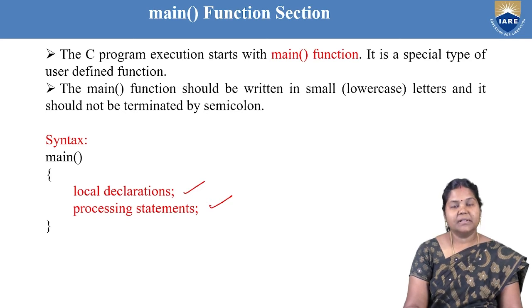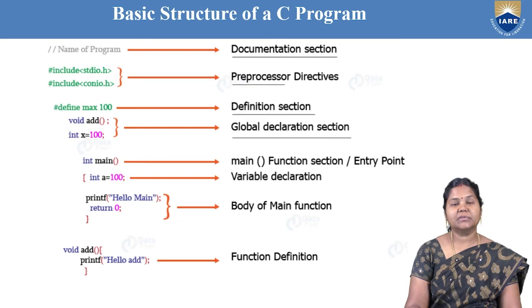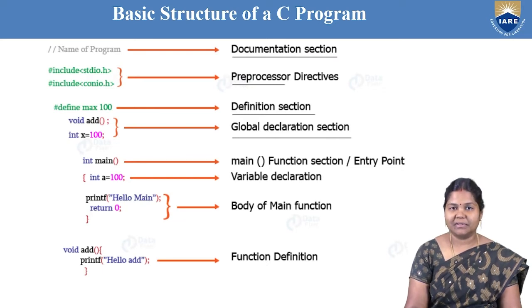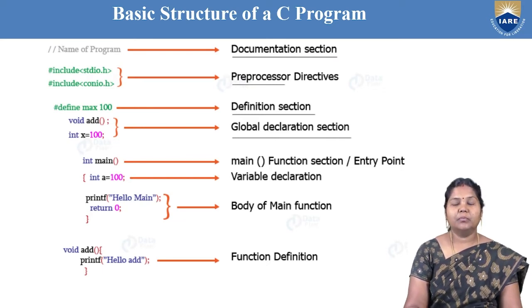So, C language can have multiple functions. C language is a collection of a number of user-defined functions. So, you can have one function called main, but other than that, you can write your own user-defined functions. N number of user-defined functions can be written.